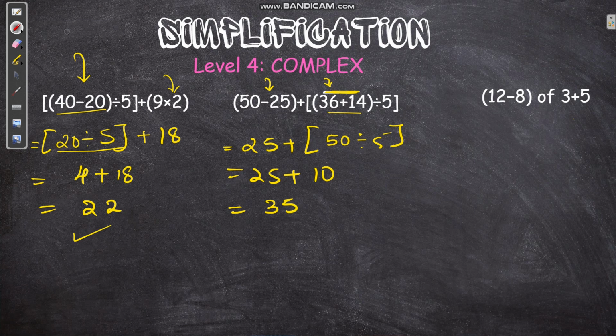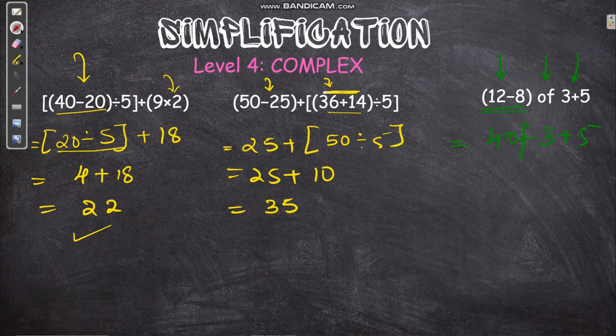I'll give you another example where there is a vinculum. This is a simple type of question. Now see, you have a bracket over here, you have an of operation, and you have an addition operation. First thing, you should solve the bracket. So what is 12 minus 8? You'll get 4. Write the entire thing as it is. So 4 of 3 plus 5.